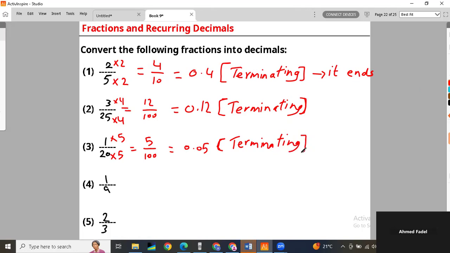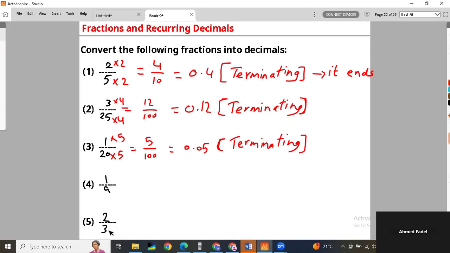All right. Now we're going to have a look at a different situation. If it is 1 over 9, mister, I don't know what 9 times what is going to give me a 10 or 100 or 1,000. Actually, I don't know either. Yes, I'm a math teacher. I don't know 9 times what is going to give me a 10, 100 or 1,000. So what is the solution?